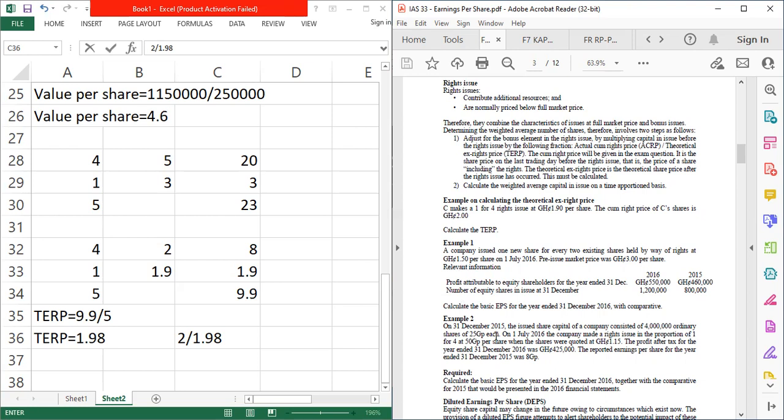A company issued 1 new share for every 2 existing shares held by way of rights at 1.5 per share on July 1, 2016. Pre-issue market price was 3 cedis per share. Relevant information: profit attributable to equity shareholders for the year ended 31st December 2016 was 550,000, 2015 460,000. Number of equity shares in issue after 31st December 2016 was 1.2 million, and 2015 was 800,000. Calculate the basic earnings per share for the year ended 2016 with comparatives.